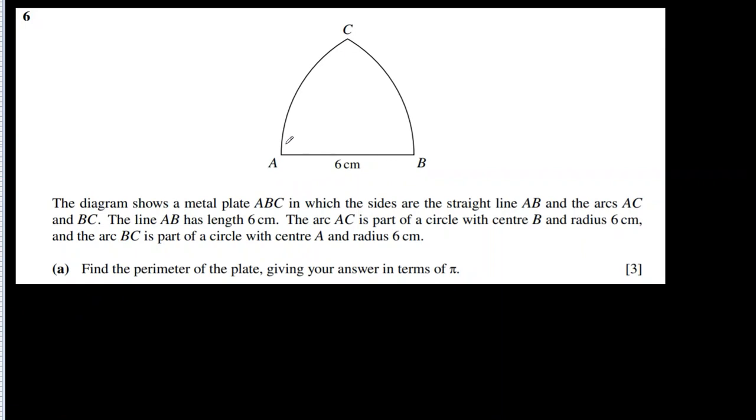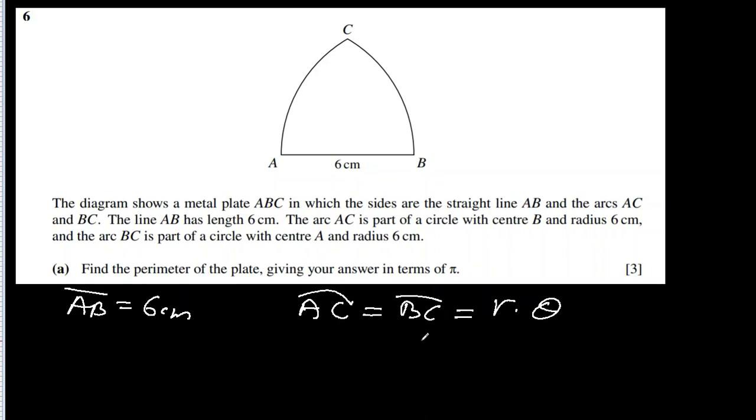The perimeter of this plate has three parts. One is the straight line AB, which is 6 centimeters. Now we have to find the AC arc, which will be equal to the BC arc, and which will be equal to r theta, right? So the radius is known to us, it is 6. The only problem is that we don't know the angle theta.